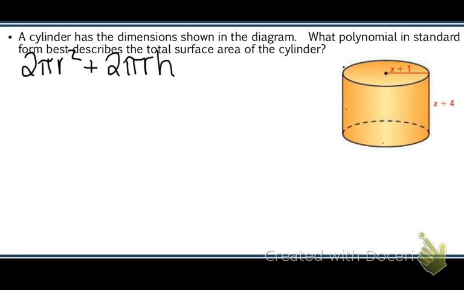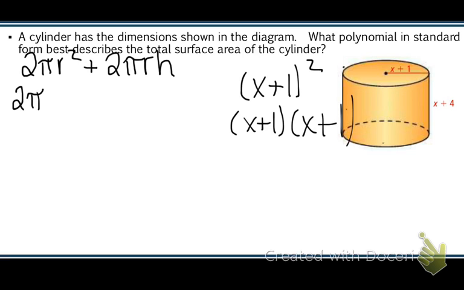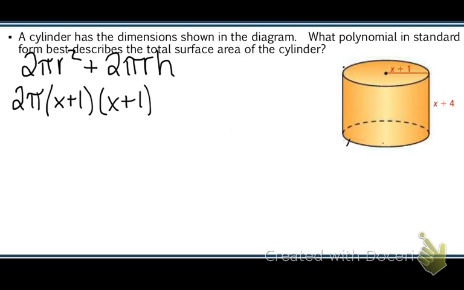binomials. So we have 2 pi and then r squared, and if I'm thinking about the fact x plus 1 squared really means x plus 1 times x plus 1, so I'm just going to write that. X plus 1 times x plus 1. Alright, then we have 2 pi, or plus 2 pi, times r, which is x plus 1, times h, which is x plus 4.